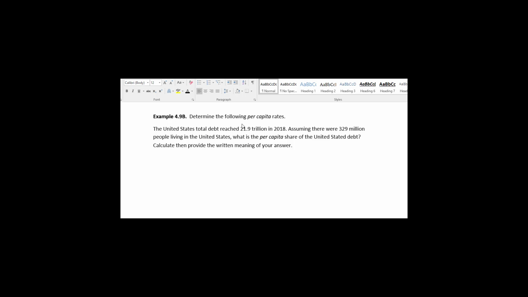So I'm going to do one more of these. This one is a little more complicated because it's going to involve something a little different. So the U.S. total debt reached 21.9 trillion in 2018. Assuming there are about 329 million people living in the United States, what is the per capita? That means per one. That means each person's share of the United States debt.